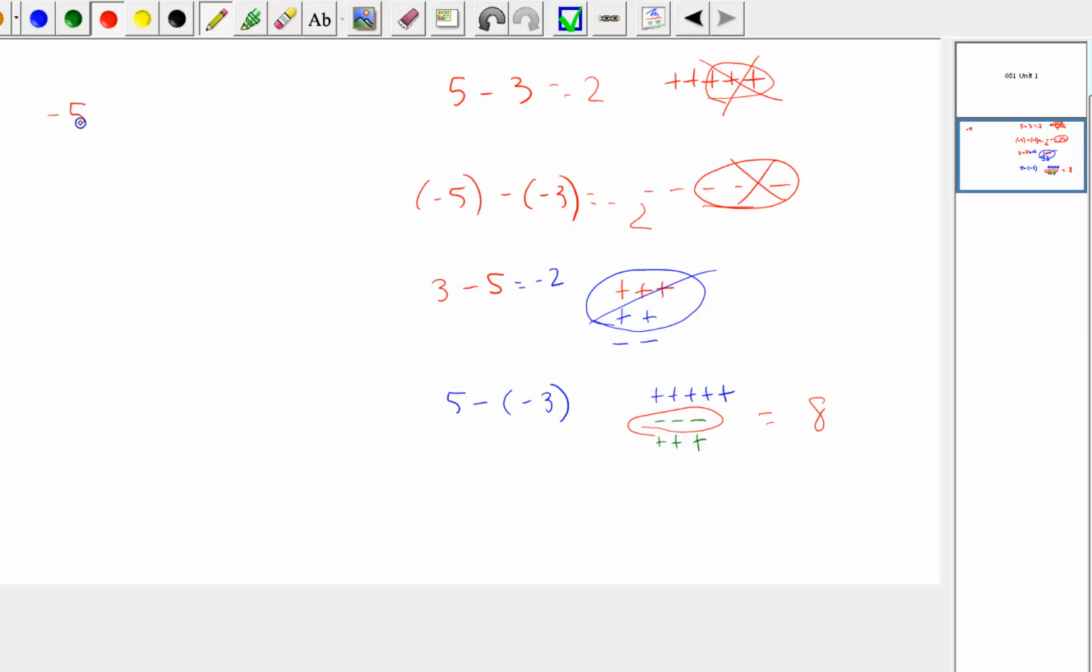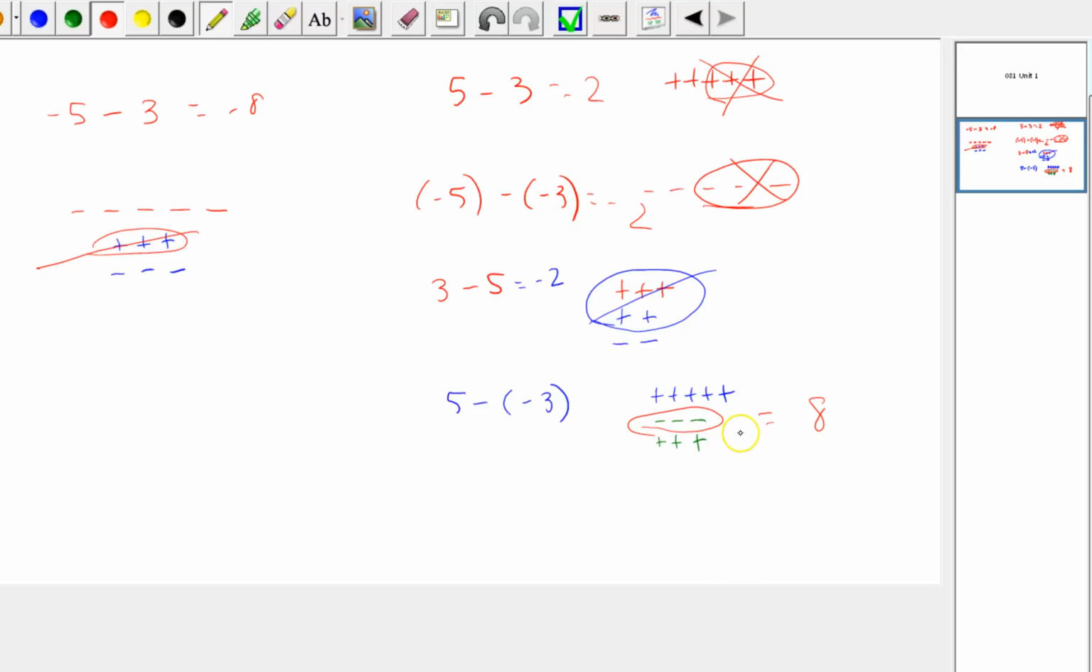The last type is negative 5 minus 3. Okay. So now we want to start with negative 5, so 5 negative chips. 1, 2, 3, 4, 5. And we want to take away 3 positive chips, but we don't have any. So we'll add 3 positive chips and 3 negative chips. Now we have 3 positive to take away, and we're left with negative 8. Okay. And notice the symmetry between 5 minus negative 3 and negative 5 minus 3.